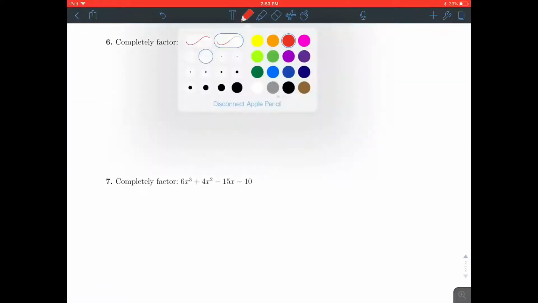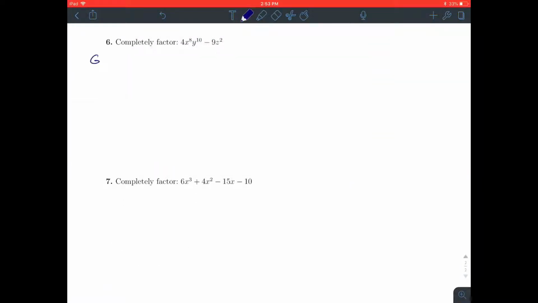Next up for problem 6, completely factor this one. My first instinct might be GCF, but 4 and 9 share nothing in common, and the variable groups also share nothing in common. So GCF is out. It means it has to be a difference of two squares problem because of the structure. We've got a difference of two perfect squares.